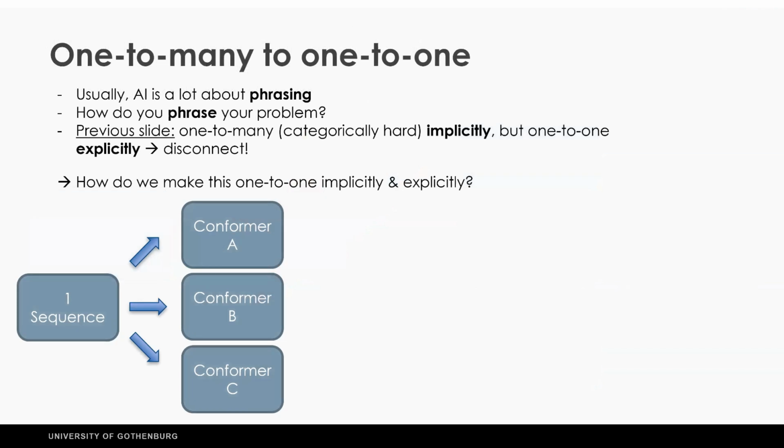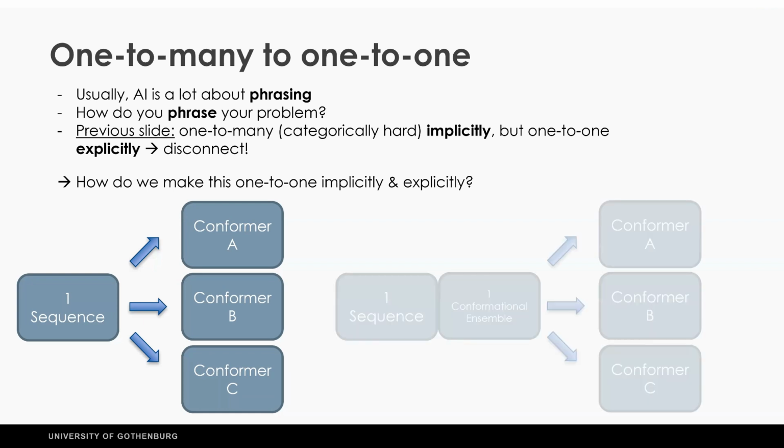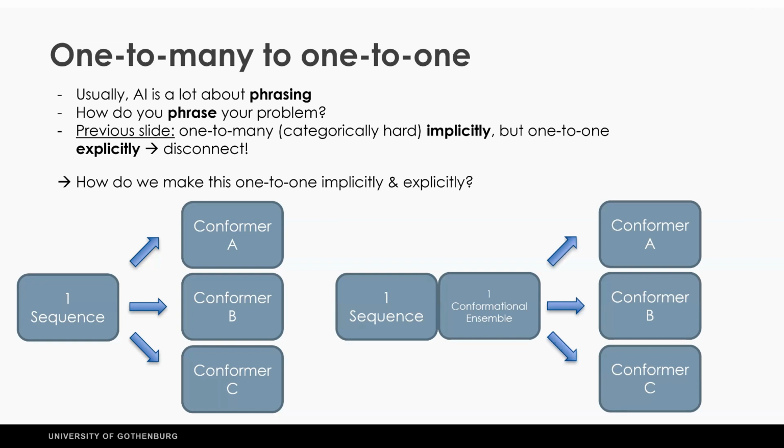So what you need to do, as usual in AI, is you basically need to rephrase it into something that is one-to-one, because one-to-one is a very nice problem. You want for one sequence, one answer, because that you can train well. So to do that, what you need to put in between the sequence and the conformer is the conformational ensemble. So basically the entire space that the glycan can sample for a specific sequence, because then you have a one-to-one mapping. So the conformational ensemble gives rise to all the conformers, and then you predict the conformational ensemble, which is sort of the machine learning person way of saying, job done, next problem.